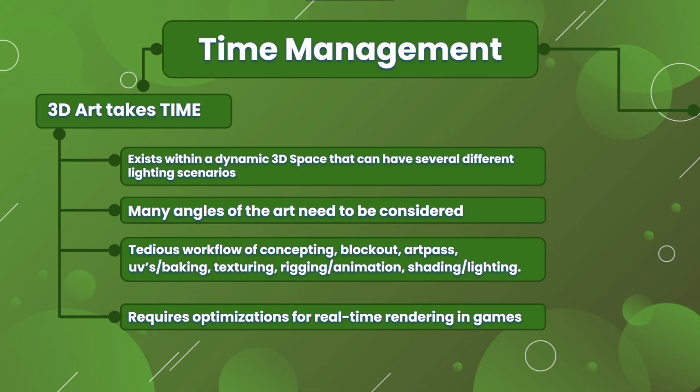These models exist within the 3D space and they can have several different lighting scenarios, so it's important to figure out how you can capture all these angles and make it look good. It's a tedious workflow of concepting, blockout, art pass, UVs, baking, texturing, rigging, animation, shading, lighting, so much of a step-by-step process. And it's difficult to work through that and know that you can get through that process without having to backtrack constantly, right? And then after all that, you still have to optimize for real-time rendering in games.